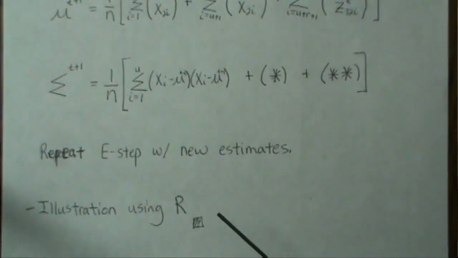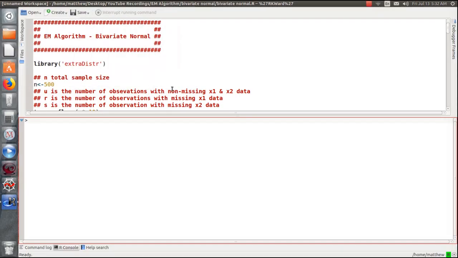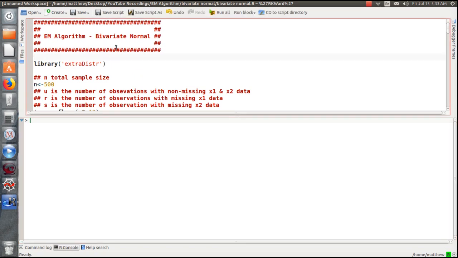And now let me illustrate this in a short little R program that I did. Hello, we're in R on a Linux-based machine, Ubuntu specifically, and we're going to look at the EM algorithm for the bivariate normal case. I want to load this library, extra distributions, because it has a bivariate normal distribution in there that makes it convenient for generating bivariate normals. And why reinvent the wheel.